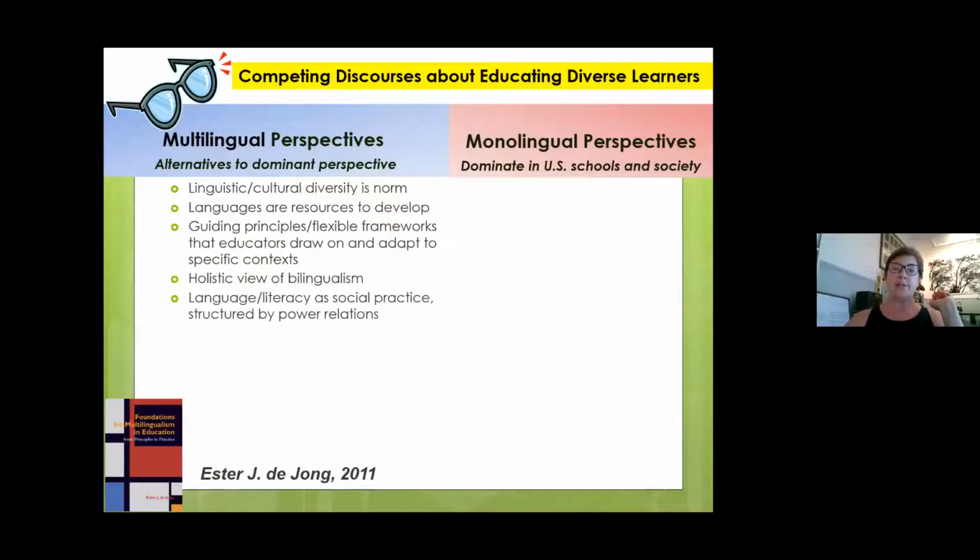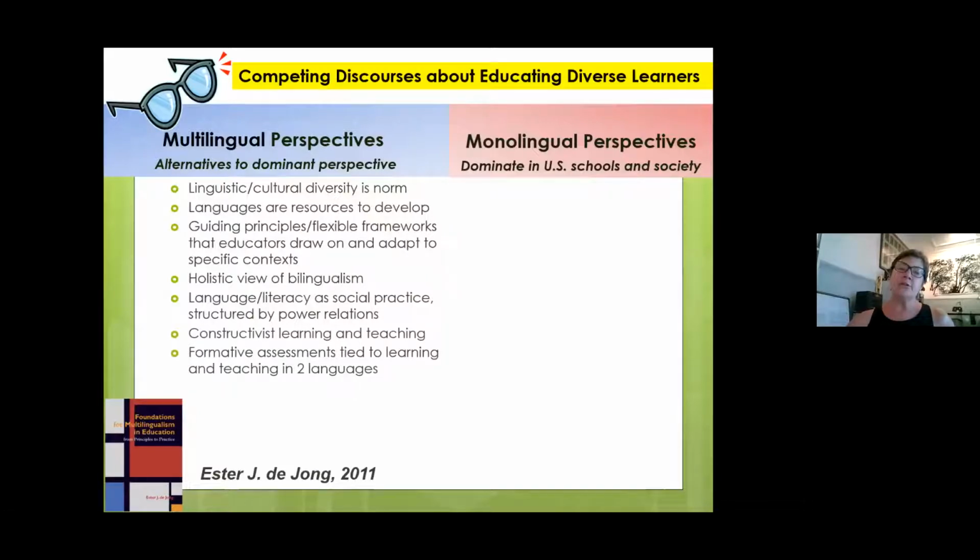You've probably heard a lot about this. Language and literacy as social practices that are structured by power relations. We have a constructivist approach to learning and teaching, where teachers and students negotiate the meaning of whatever it is that they're learning, where students bring what they already know, their prior knowledge, to the task of constructing meaning with teachers and other students in the classroom.